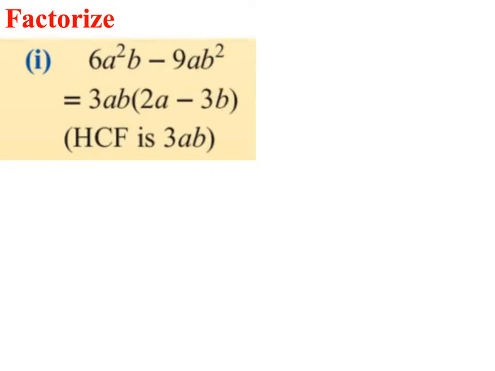So I'm going to actually do this out using a bit of rough work just to show you where I got my answers from. So 6a squared b can be rewritten as 6aab. And we're going to divide that by the HCF, which is 3ab. So where did this 3ab come from?